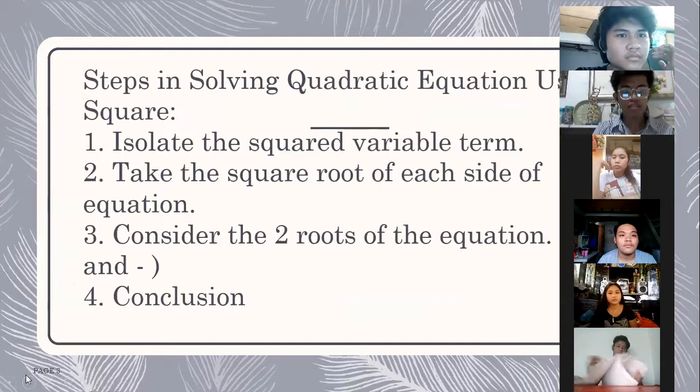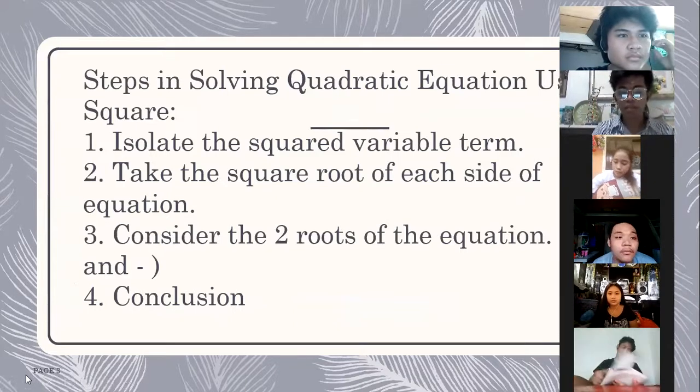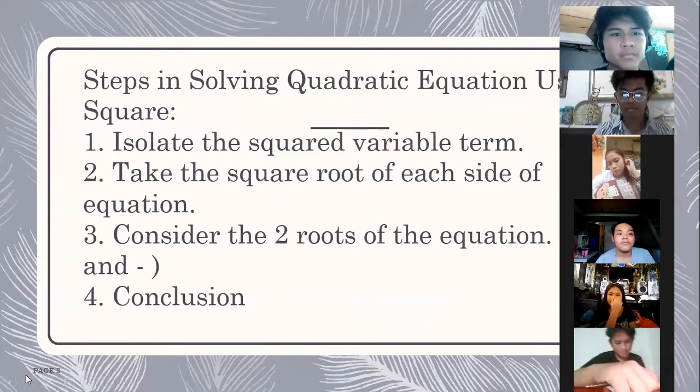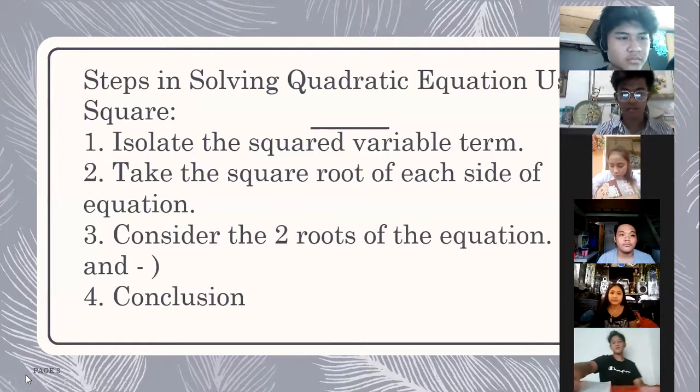Okay. So let's have steps in solving quadratic equation using square root. Let's read number 1. May I ask Arjinet to read the number 1. Isolate the squared variable term.